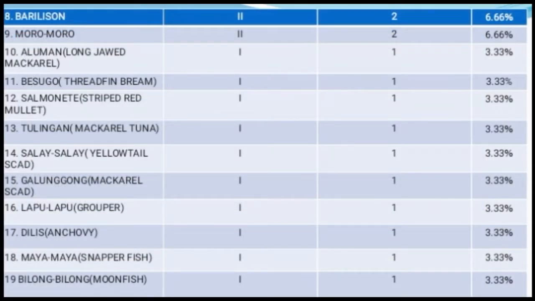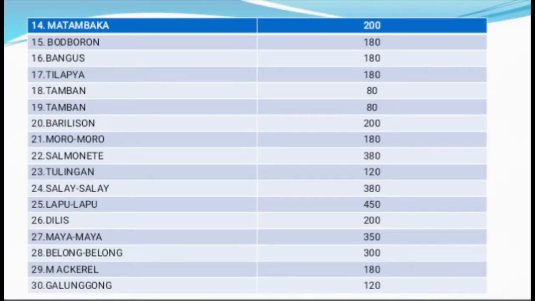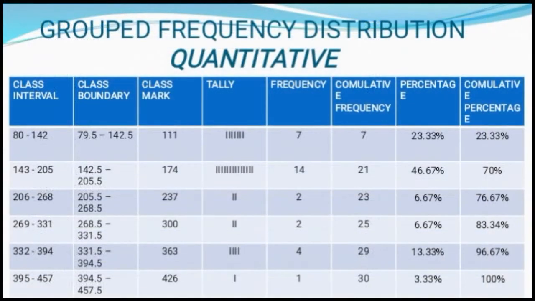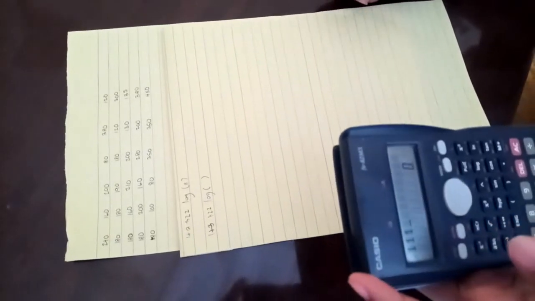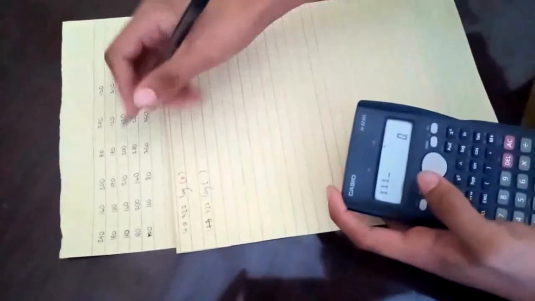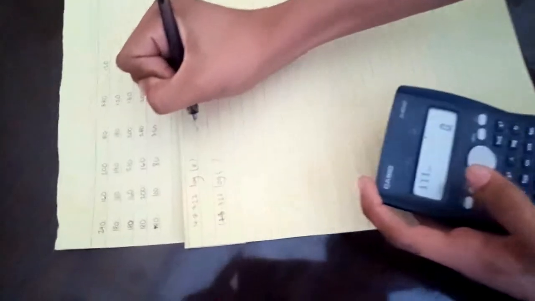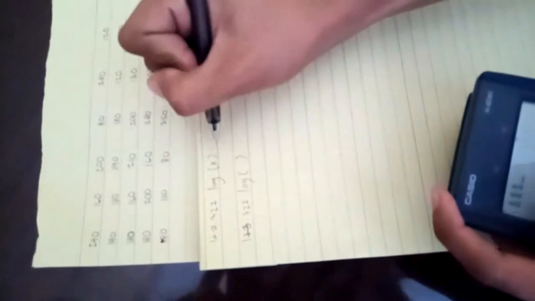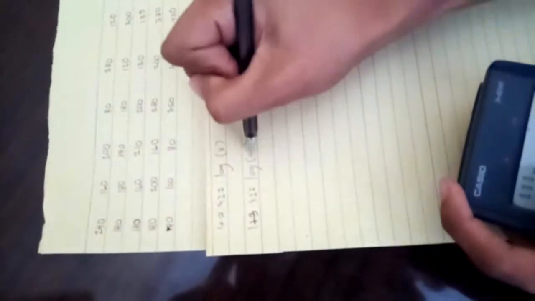This is the data that we've conducted. By getting the class interval, this is our formula: 1 plus 3.322 log n. Our n is the number of respondents, which is 30.